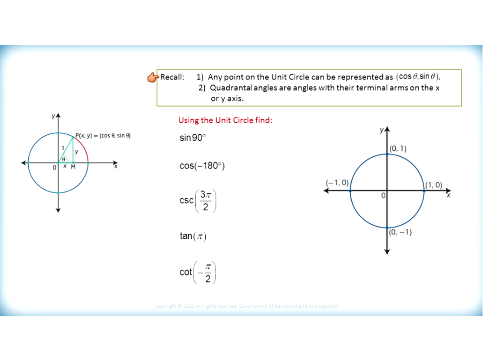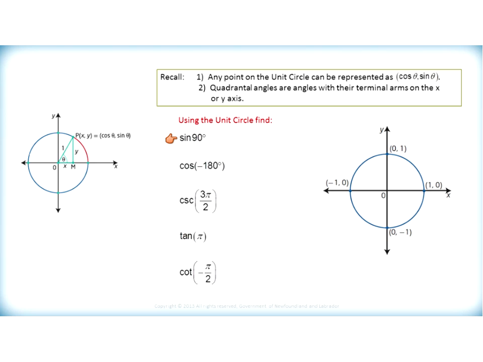I want you to also recall that any point on the unit circle can be represented as cosine theta, sine theta, as you see in this diagram. Any point on the unit circle can be represented as the cosine of the angle and the sine of the angle. Of course, the angle meaning the angle of rotation. Also recall that quadrantal angles are angles with their terminal arm located on the x or y axis. So anywhere that we have a terminal arm located on the x or y axis is called a quadrantal angle.